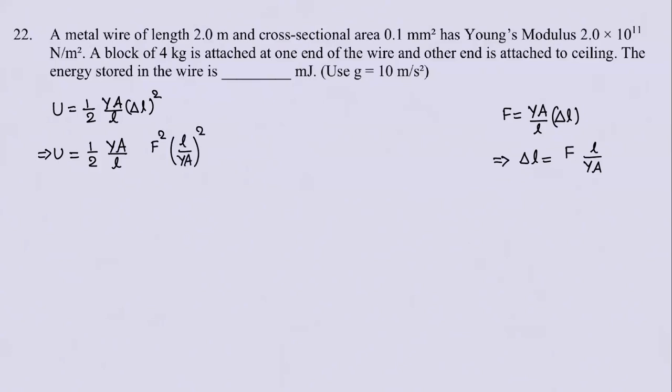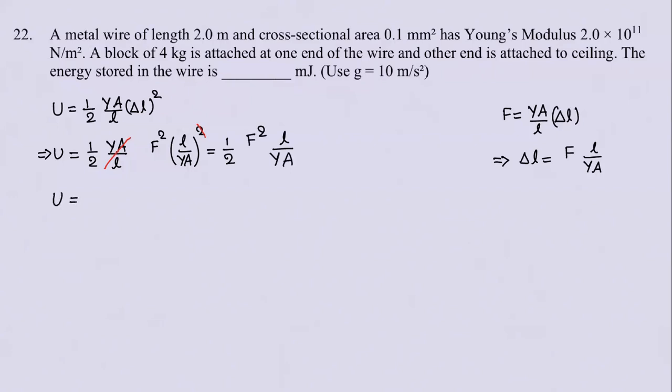Observe, exactly we have the reciprocal here, right? These two get cancelled. And now you end up at the formula: half F square into L by Y A. You can use this formula and you get the answer there.